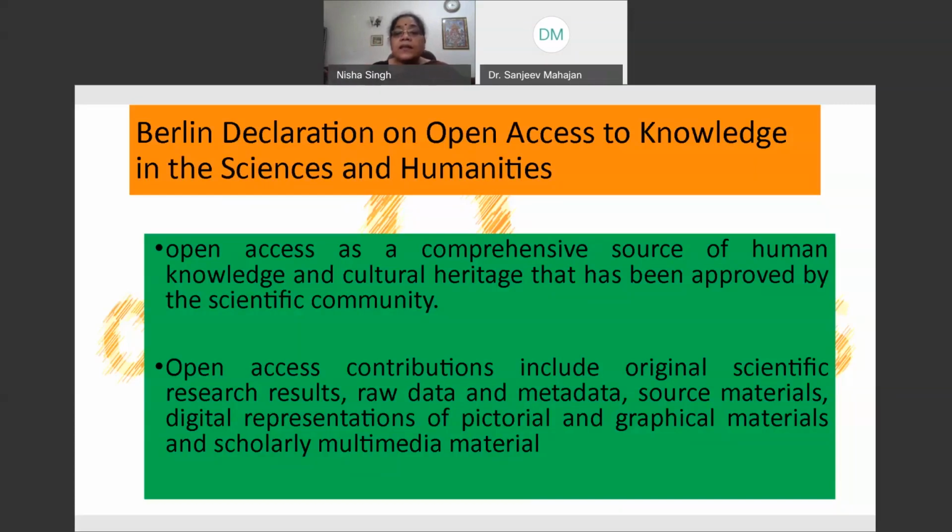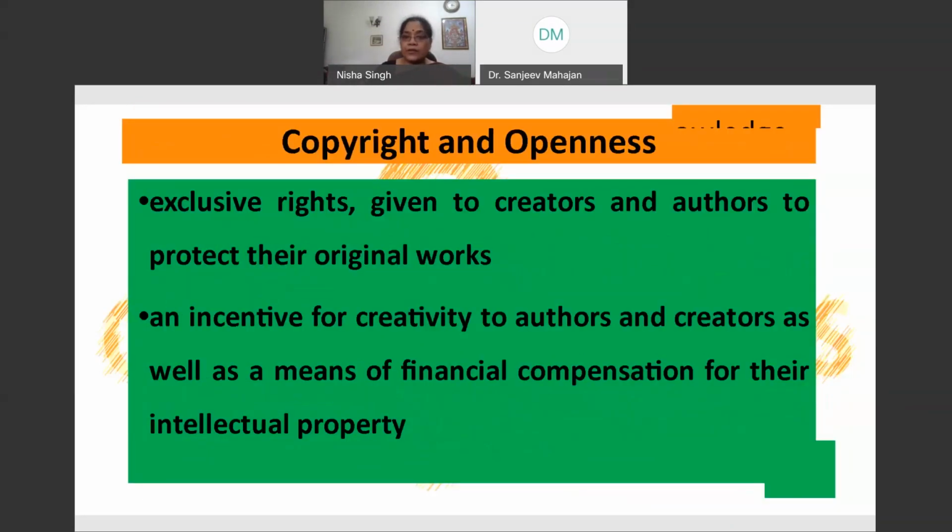So that means it includes original scientific research results, raw data, metadata, what the source material was, digital representations of pictorial and graphical materials, and scholarly multimedia material. All that should be in open access. But sometimes even if you go to open access sites or repositories, you will find that they say the graphics and the images are not under the license. They may be copyrighted by the original person. So when you go for open access or OERs, you have to be very careful on that dimension.